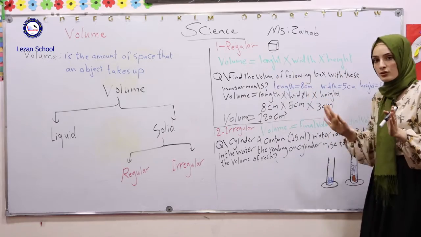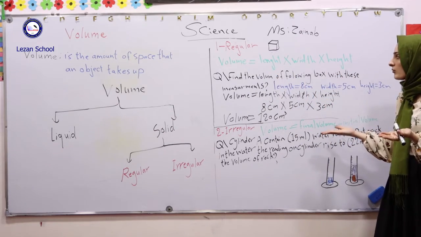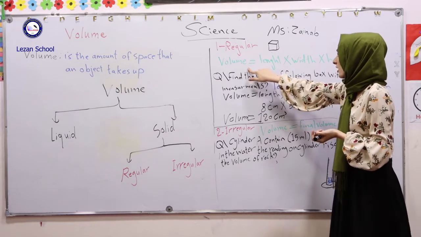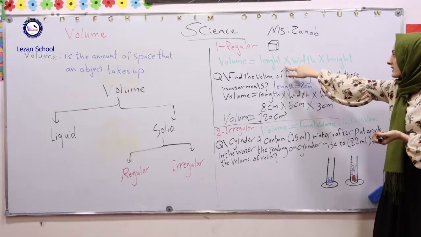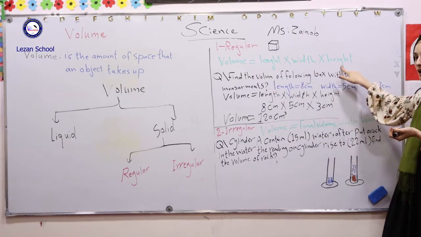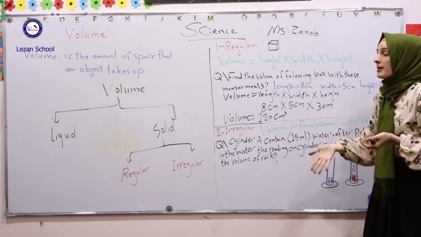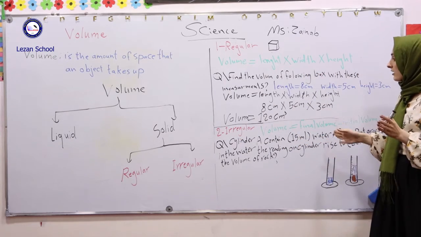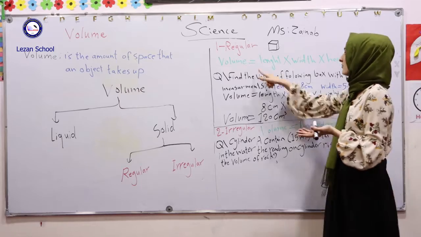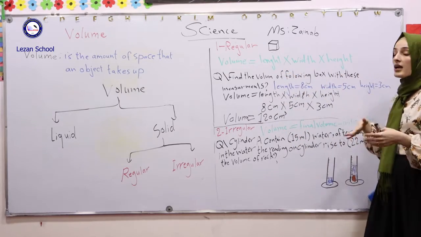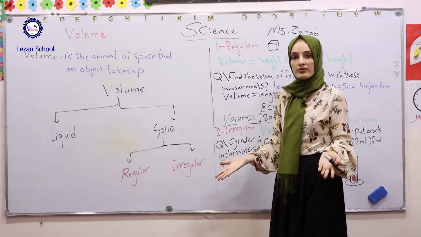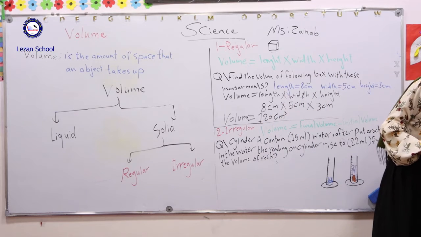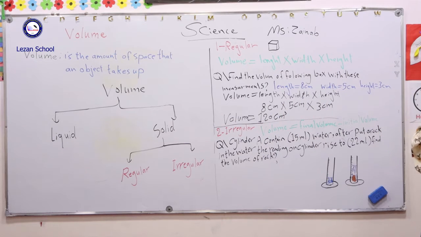If we have a regular matter, how can we find the volume of it? By using this formula: volume is equal to length multiplied by width multiplied by height. This is for regular shape. But what about irregular shape? Because we know that for an irregular shape, you cannot observe the length, width, and height. Then how can you find the volume of it? Again, by using this graduated cylinder.